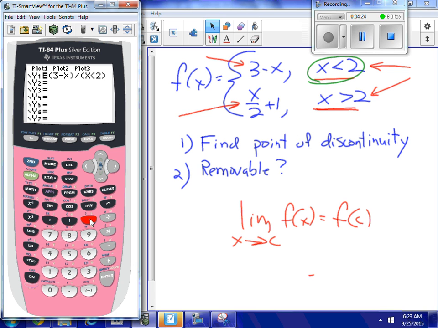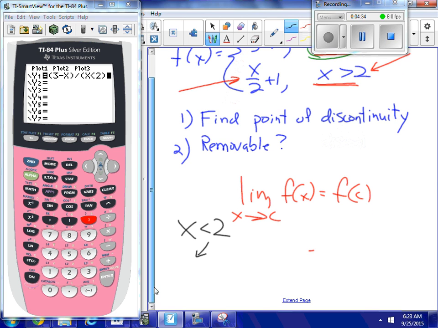So the inequality x less than 2, when you put it into the calculator, where this is true, it returns the value 1. And where this is false, it returns the value 0.